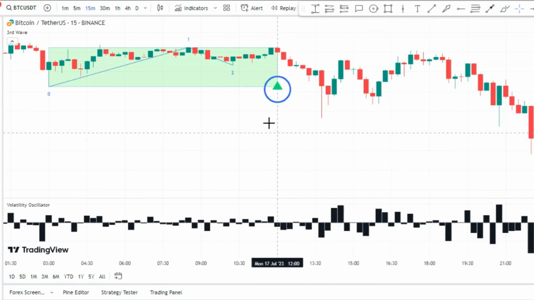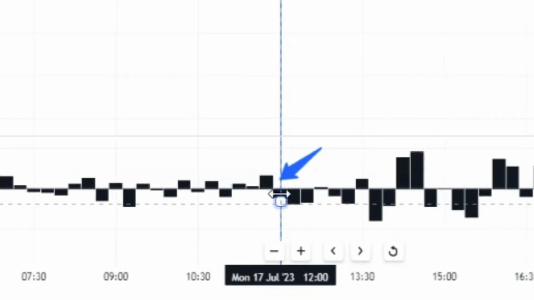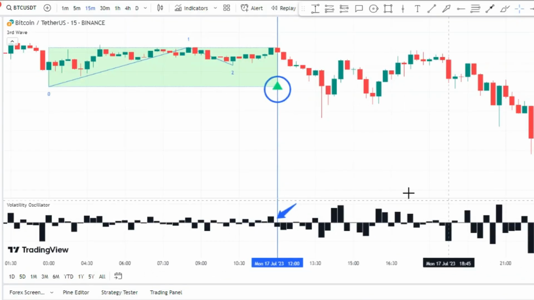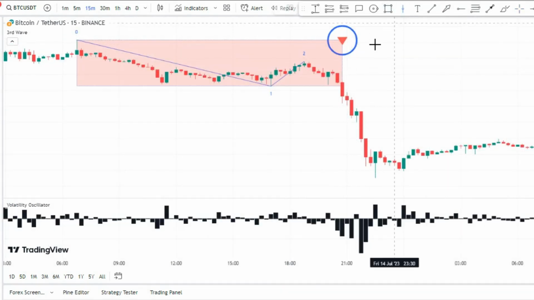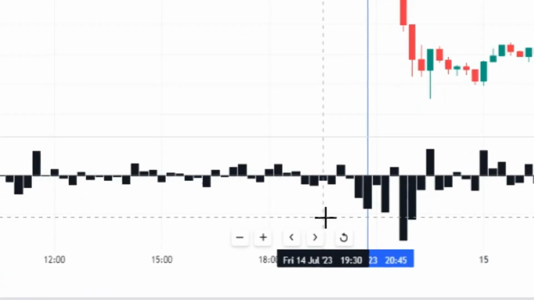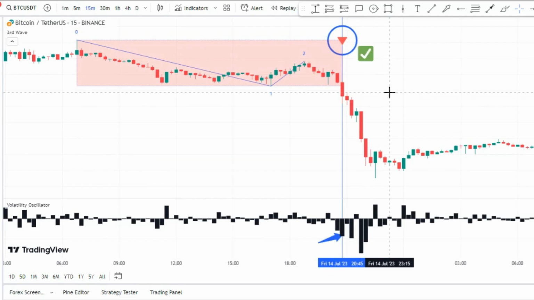Consider this example. A buy signal was issued, but the volatility oscillator had a negative histogram. As a result, this signal lost its credibility and shouldn't be traded upon. Now, in the next example, we had a sell signal and the oscillator confirmed it with a histogram below the zero line. Therefore, you can use that signal to enter a trade.